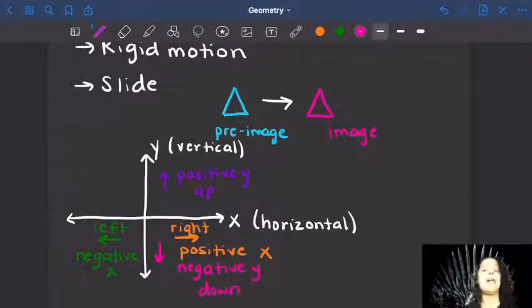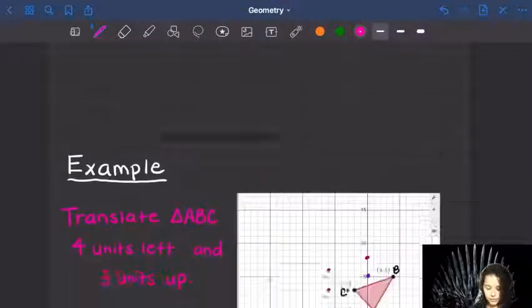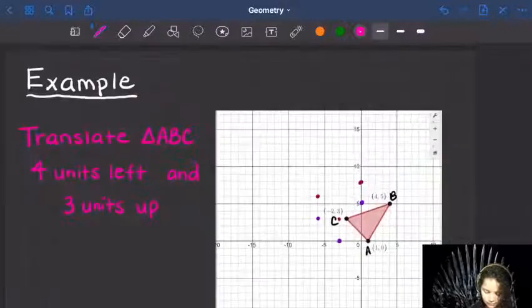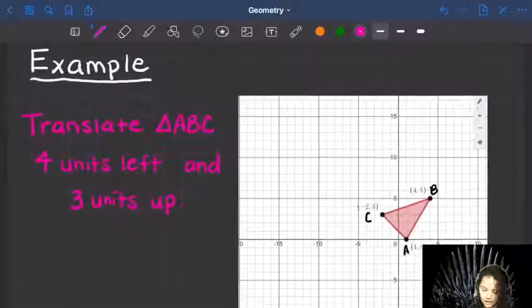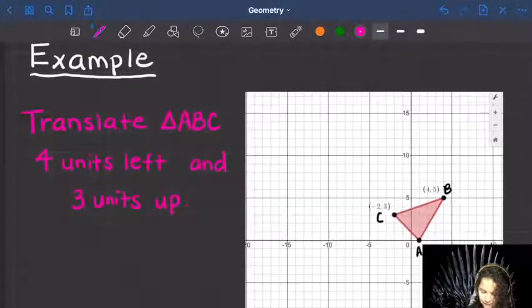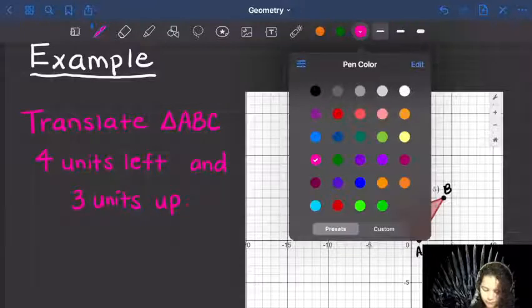So now I want to go ahead and take a look at an example with you guys, okay? So I have an example right here, and I have this triangle on my screen right now, triangle ABC, okay? I want to translate ABC 4 units to the left and 3 units up, okay? Now, I like to do this in steps because I think it's a little bit easier. So I'm going to show you guys what happens when you translate it 4 units to the left first and then 3 units up, okay?